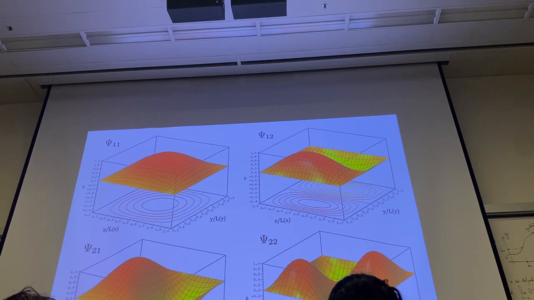But in all these cases, you see that this is all 0 here. At the edges of the box, the wave function always slopes down to 0. That's a general thing because it's a requirement I have. It must be so.